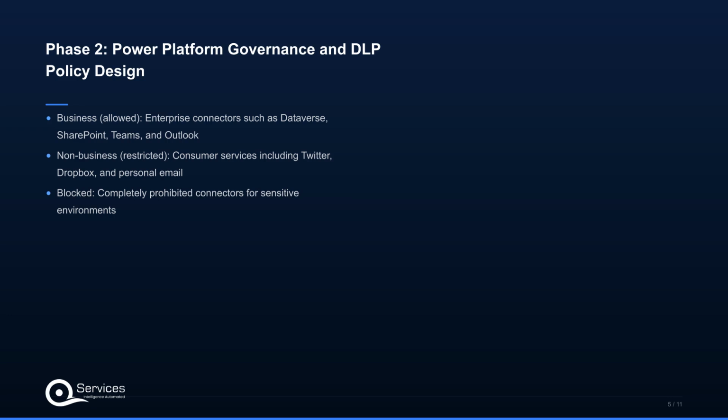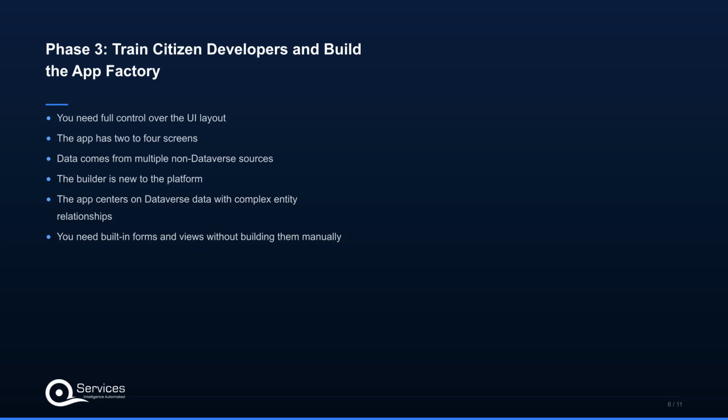For organizations in healthcare, banking, or logistics, this is not optional guidance. It is a compliance requirement the COE makes technically enforceable. DLP policies in Power Platform control which connectors can be combined in a single app or flow. A properly configured policy blocks any flow from connecting SharePoint to a consumer Gmail account, closing a common data exfiltration path. Now, next up, Phase 3, train citizen developers and build the app factory.